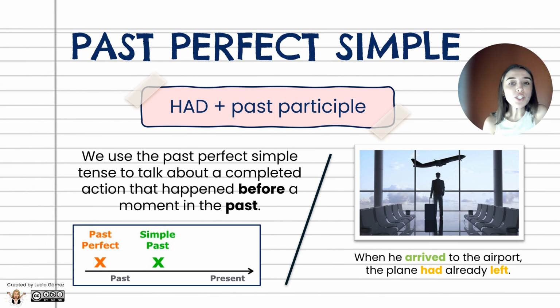So, when do we use the past perfect simple? Well, the past perfect simple is a tense that we use to talk about a past that happened before the past.